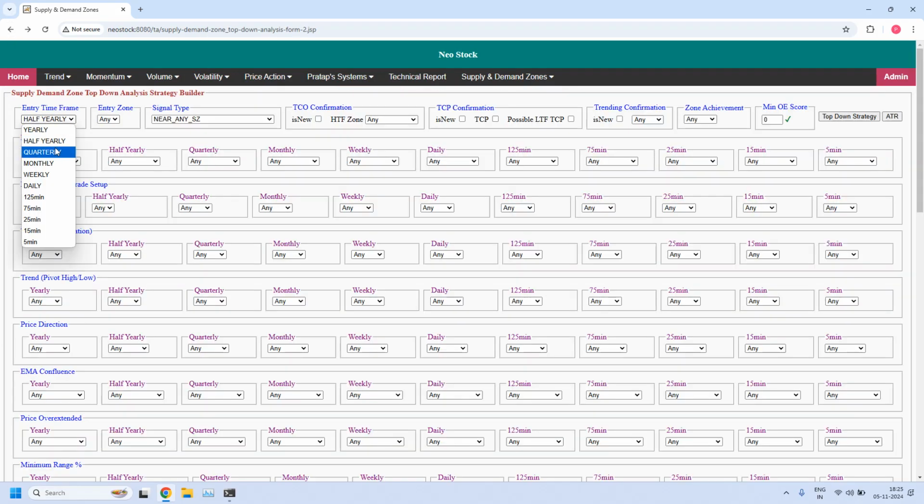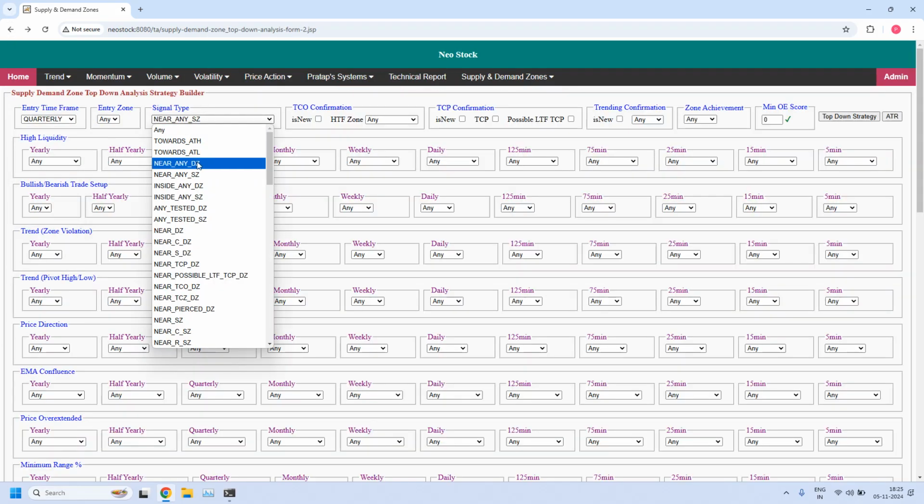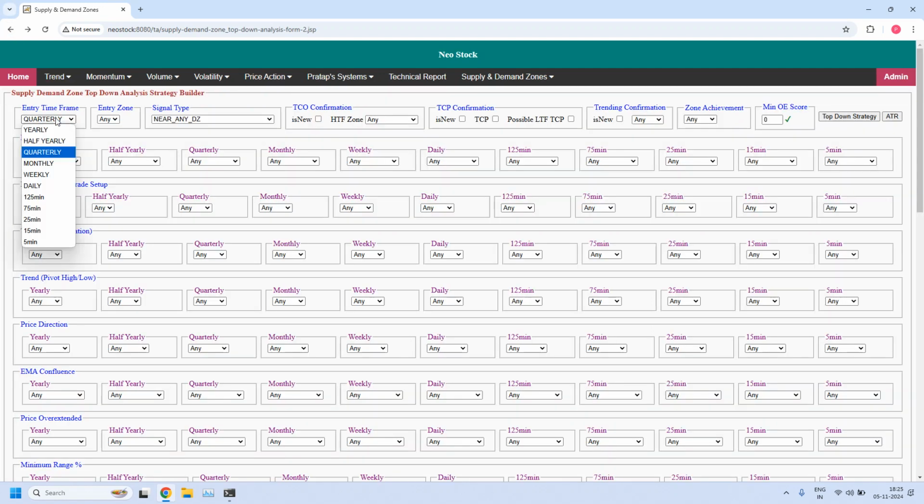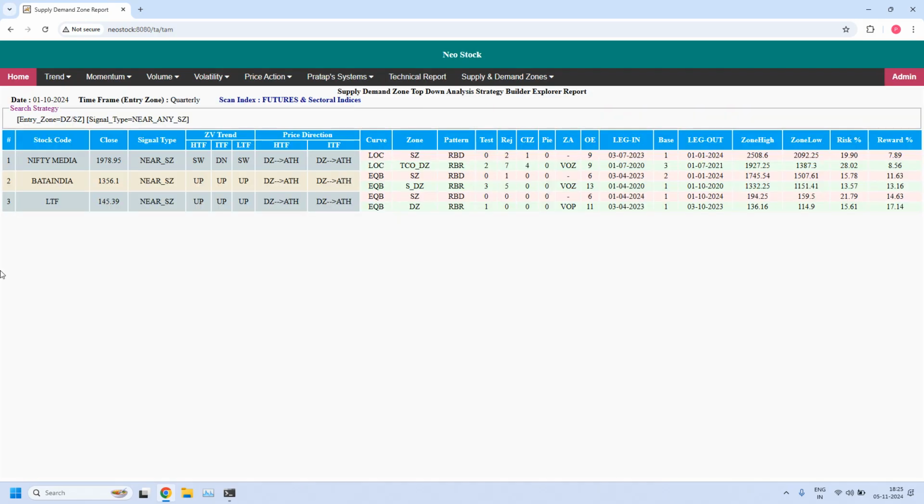Next time frame is quarterly. Let's find the stocks near quarterly demand zone. 4 stocks are filtered. Next, for quarterly time frame, let's find the stocks near quarterly supply zone. 3 stocks are filtered.